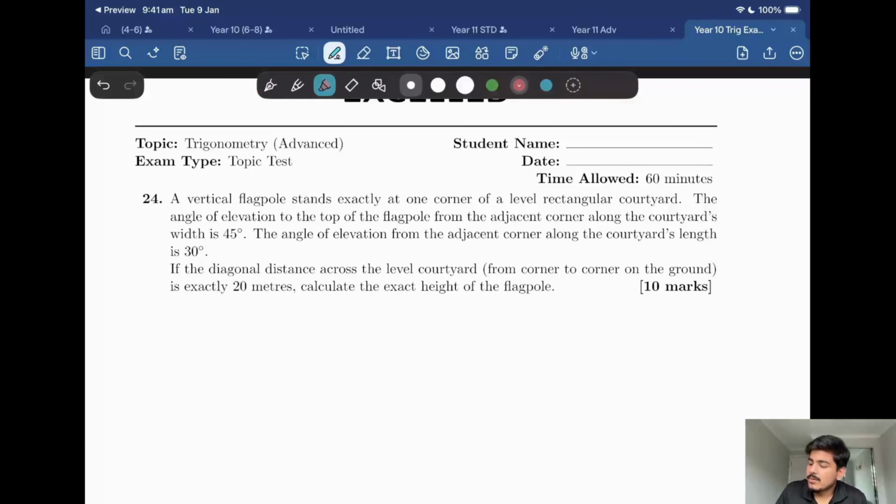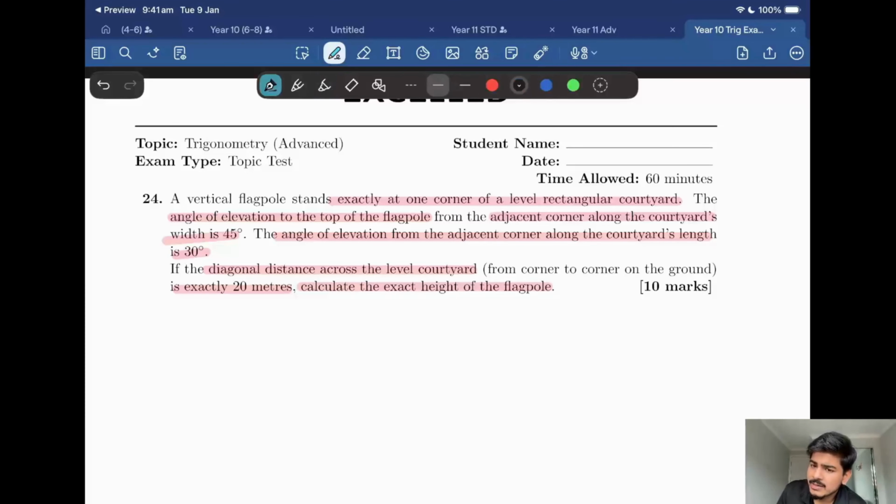A vertical flagpole stands exactly at one corner of a level rectangular courtyard. The angle of elevation to the top of the flagpole from the adjacent corner along the courtyard's width is 45 degrees. The angle of elevation from the adjacent corner of the other courtyard side is 30 degrees. If the diagonal distance across the level courtyard is exactly 20 meters, calculate the exact height of the flagpole.